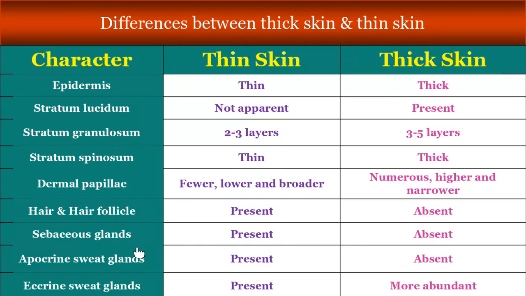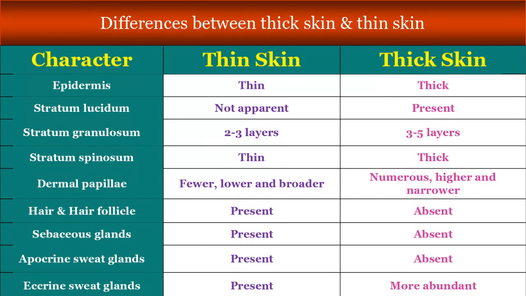Sebaceous glands and apocrine sweat glands are present in thin skin, whereas absent in thick skin. Whereas the eccrine sweat glands are more abundant in thick skin. These are the basic characteristic differences between thick skin and thin skin. I hope these differences are clear to you.